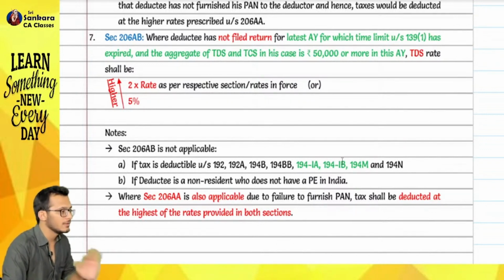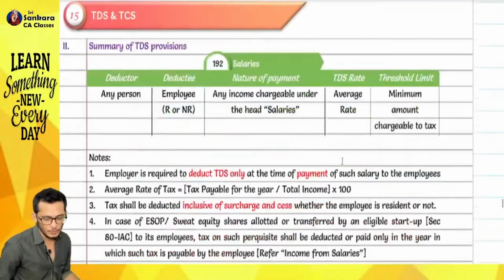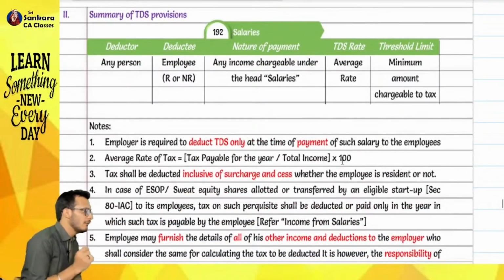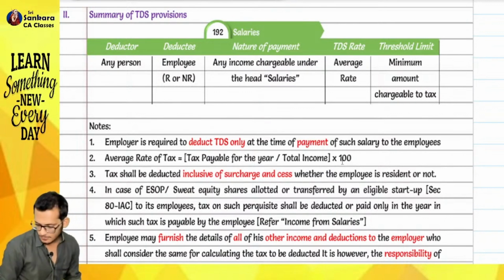Clear? Are the summaries clear? Yes, can we go into the sections? Starting from the first section called 192, not relevant for the exam.